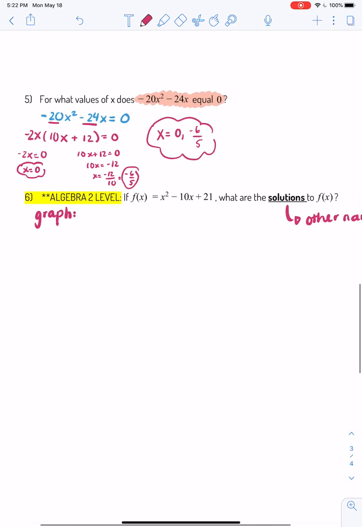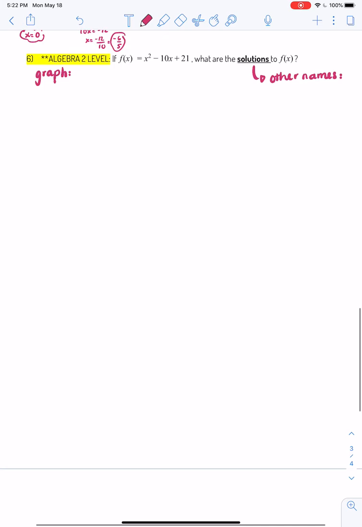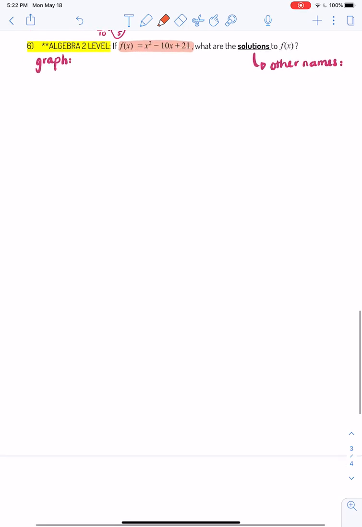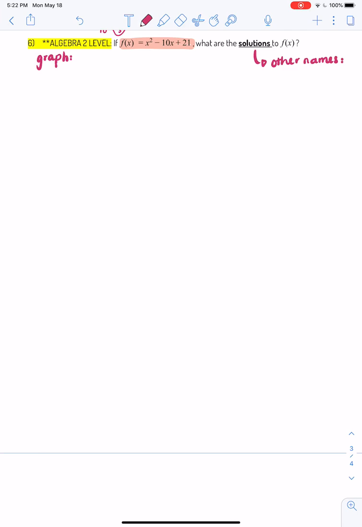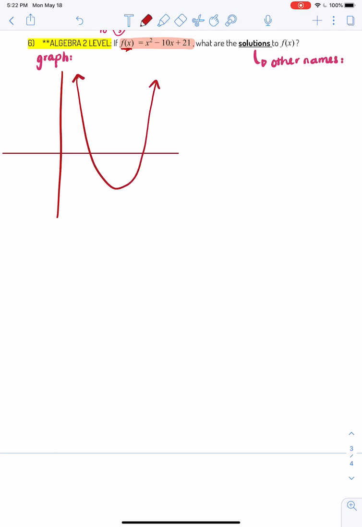Now let's take it up a level. So in Algebra 2, you might be asked a question like this. If f of x is equal to x squared minus 10x plus 21, what are the solutions to f of x? So I'm going to make a connection to the graph. So if this is telling us that this is a graph, f of x is a function of x squared minus 10x plus 21. And it's going to look something like this.